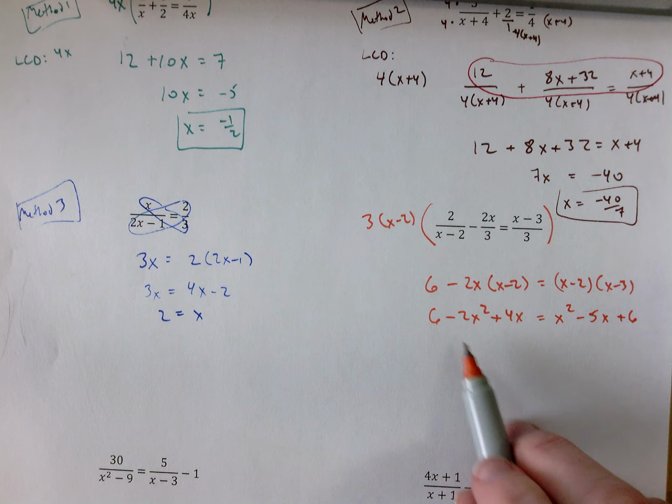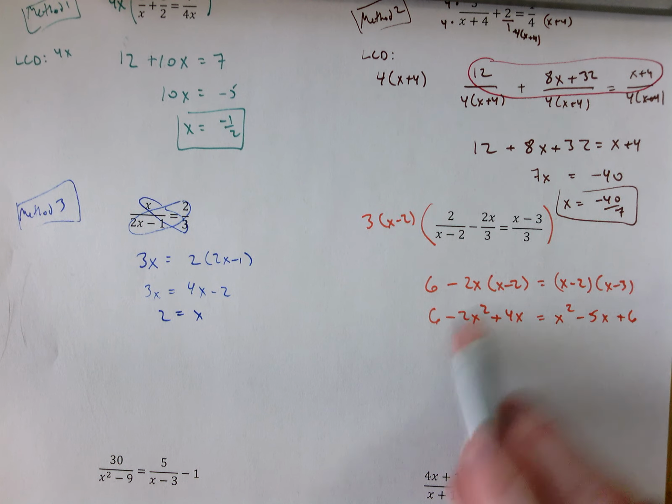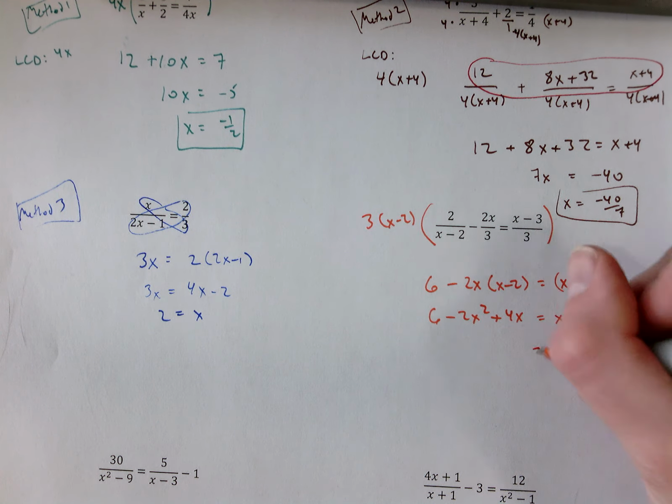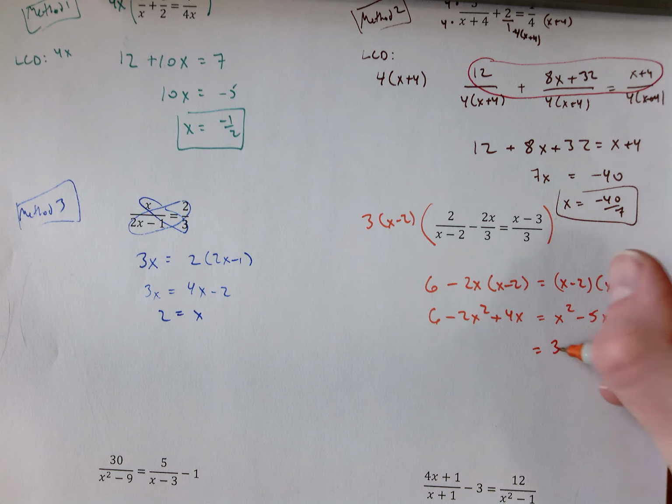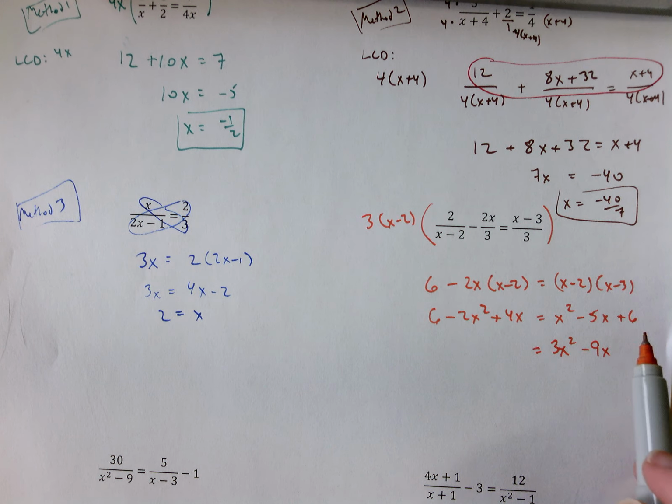All right, and we're going to end up with something quadratic. So I'm going to take everything here and move it all onto one side. I'm moving them over to this side because that way I'm going to end up with a positive x squared term. So it'll be 3x squared minus 9x. And then the 6's are just going to cancel each other out, right?